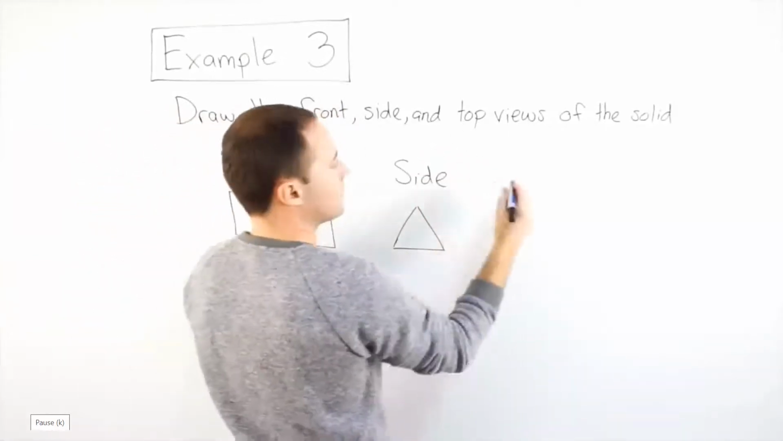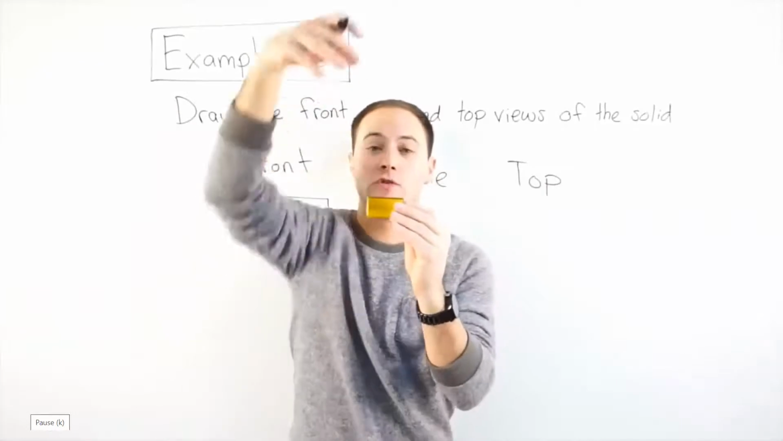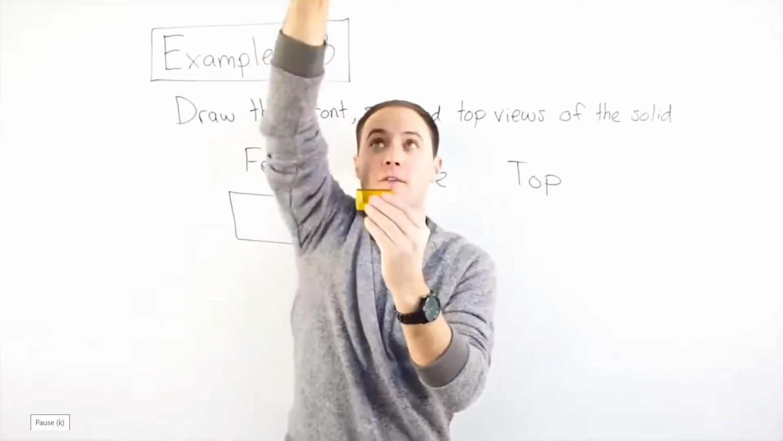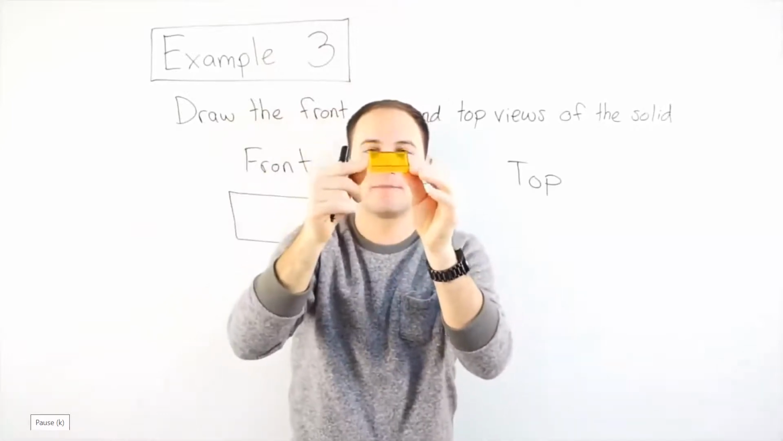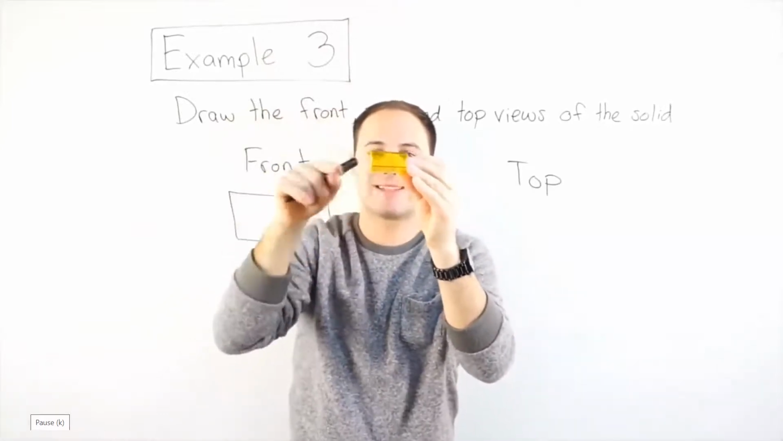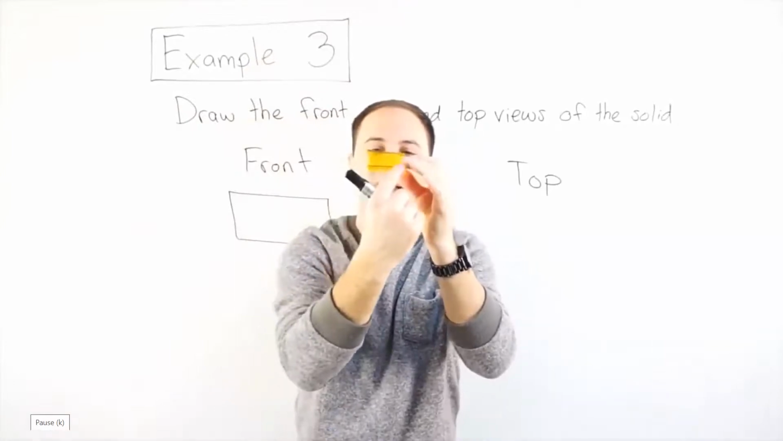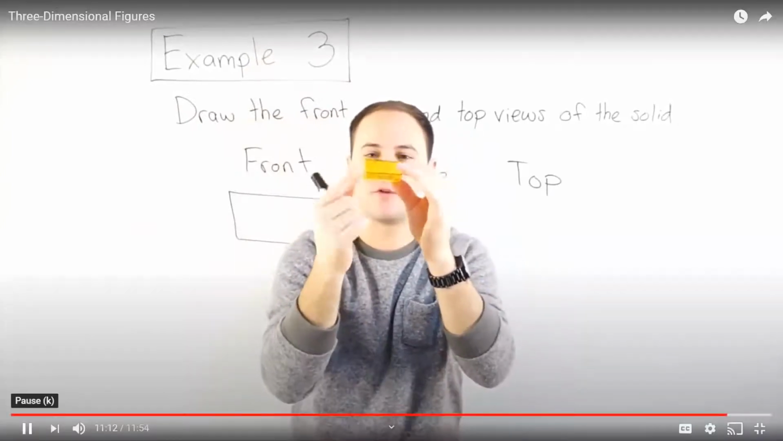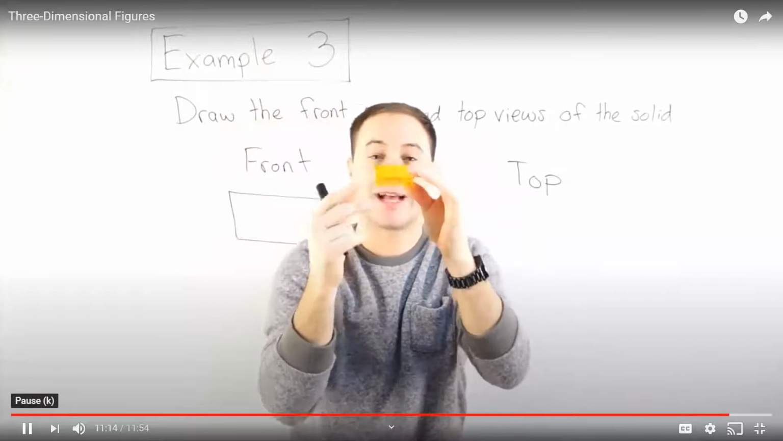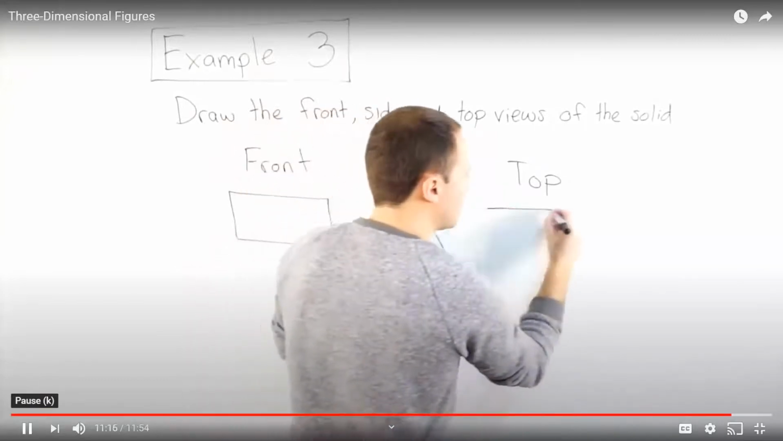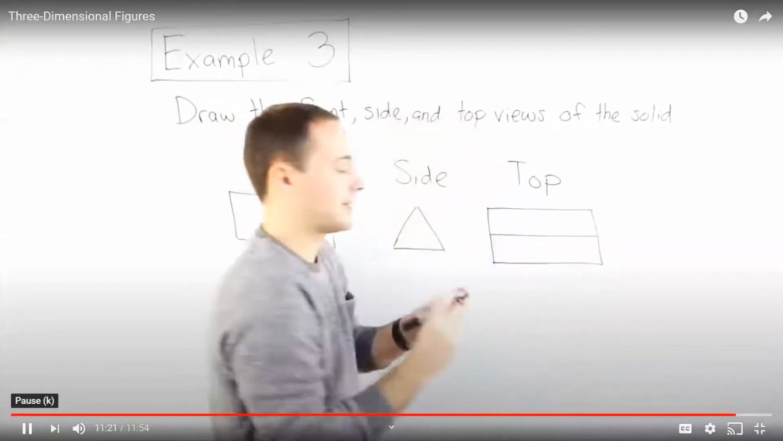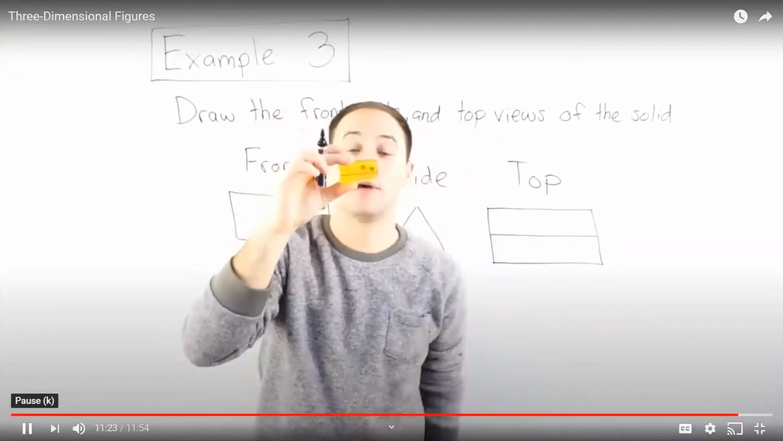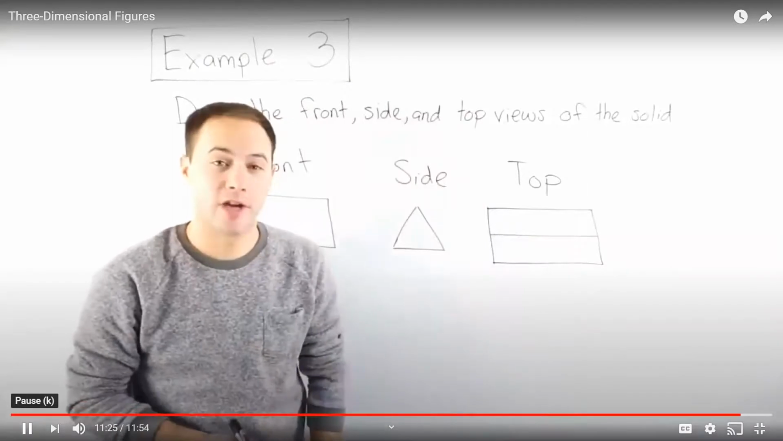And finally, the top. What does it look like when you look at this figure from the very top, straight down? So if I turn it and you look, well, it's going to look like a rectangle with this line right in the middle, okay, for that top edge. So that's your top view. So you're going to have another rectangle, but that's going to have that line going right through the middle. Here's some more to try on your own.